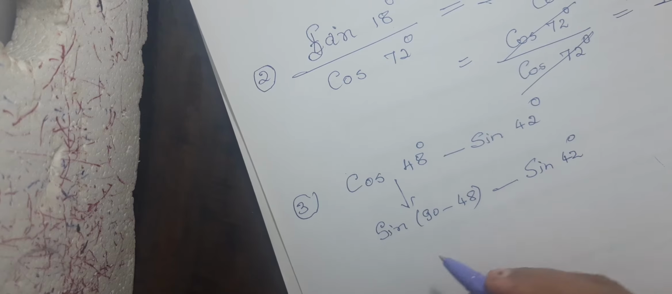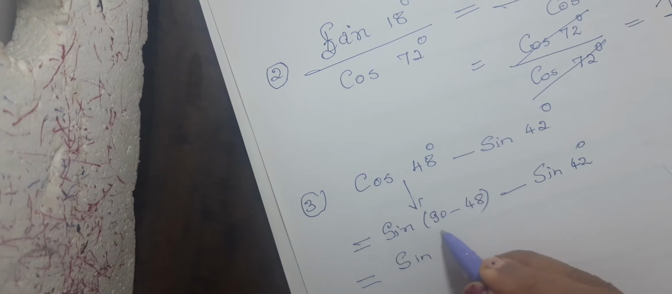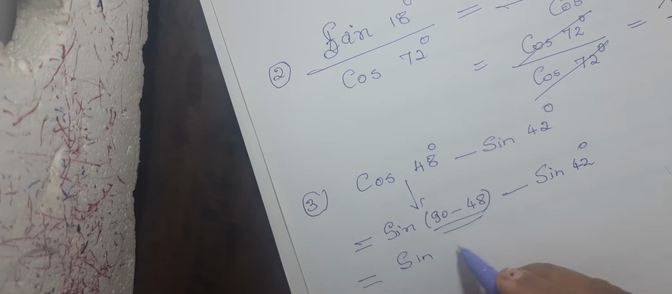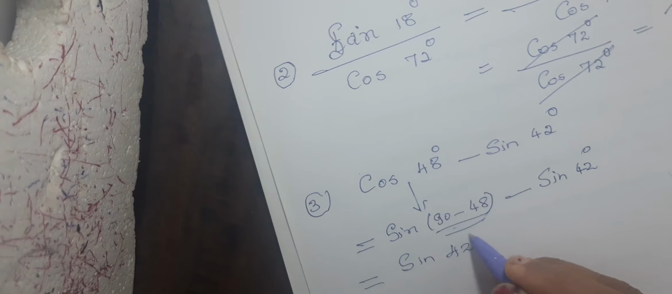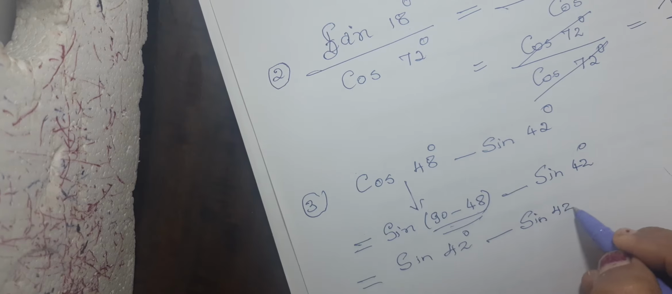Now this is equal to sin of 90 minus 48, which is 42. So you get sin 42, and again you have sin 42 here.